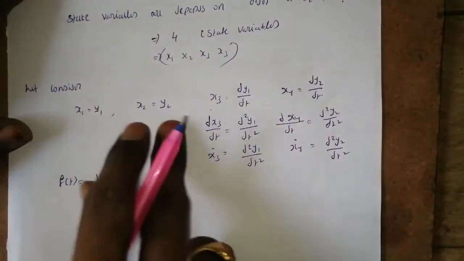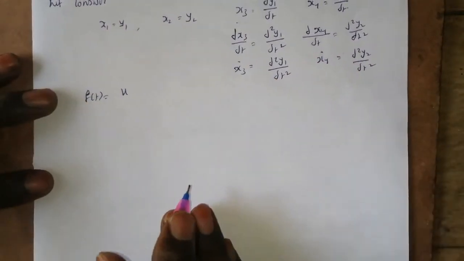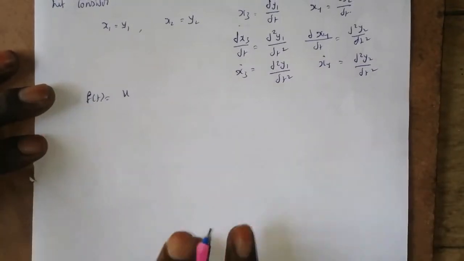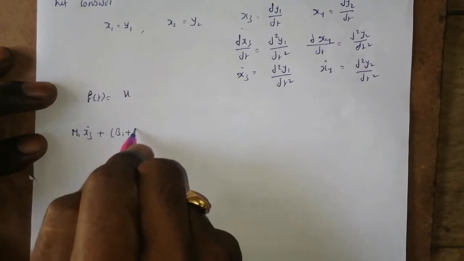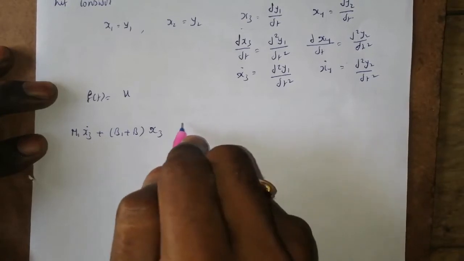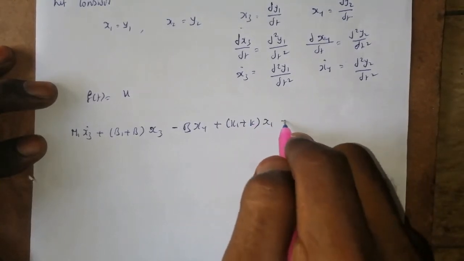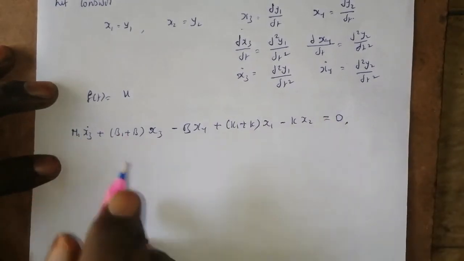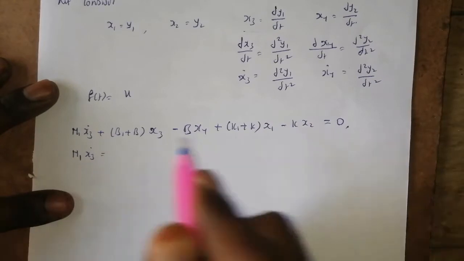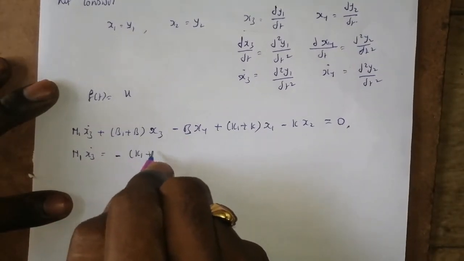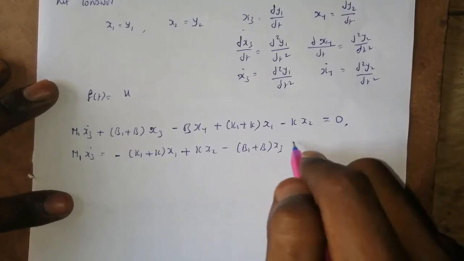Now if we substitute all these terms in these two equations, instead of d square y1 by dt square we get m1 x3 dot plus b1 plus b times dy1 by dt, which is x3, minus b dy2 by dt, which is x4, plus k1 plus k times y1, which is x1, minus k x2 equals 0. Now I need x3 dot in this equation. So I can write m1 x3 dot equals minus k1 plus k x1 plus k x2 minus b1 plus b x3 plus b x4.